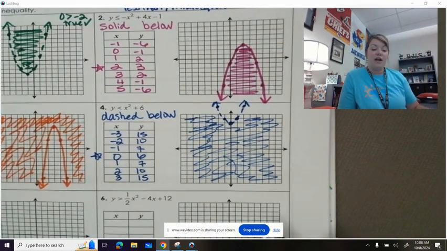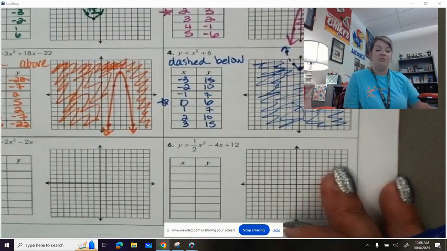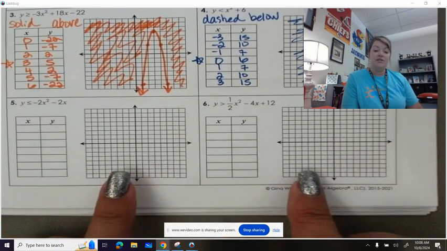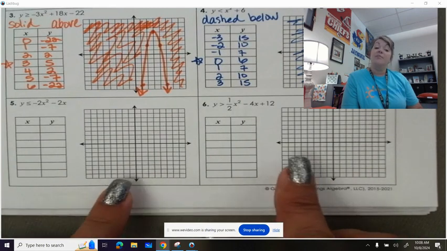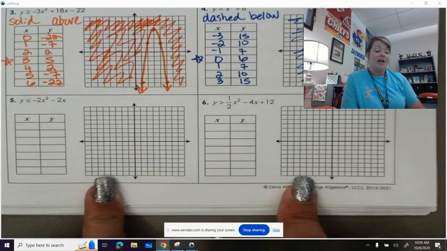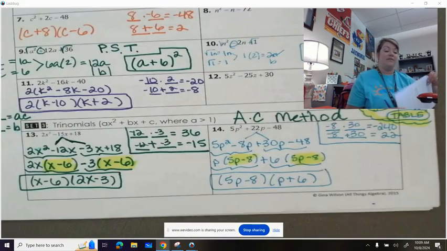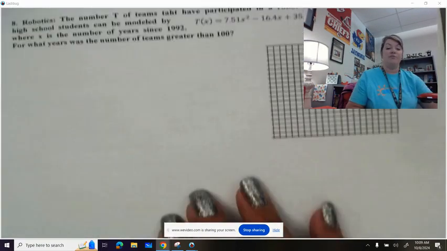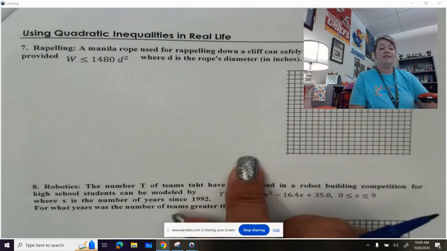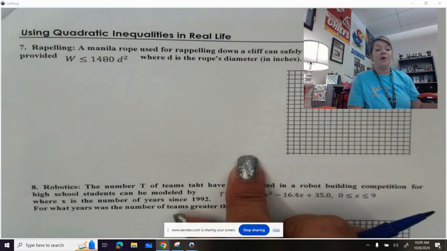All right, I want you guys to try these two on your own and look at my completed notes. So go ahead and do these two, please, and look at the completed version of my notes and make sure you got them right. All right, in the meantime, let's flip over and do one of these quadratic inequality real world examples together. All right, so this is talking about a rope, and we're going to use it to rappel down a cliff.